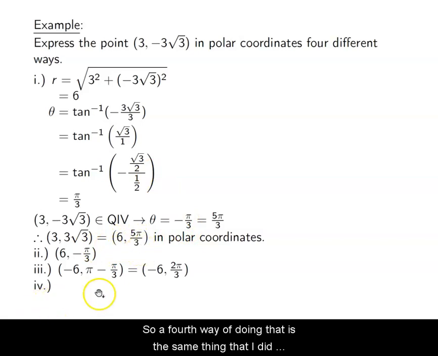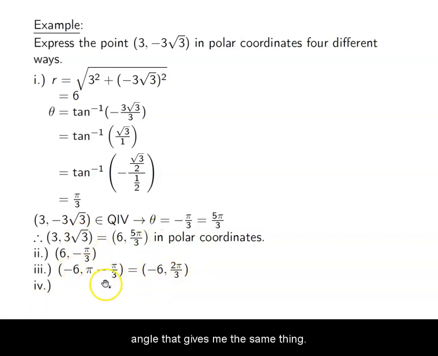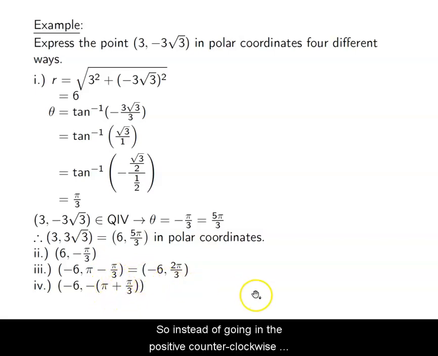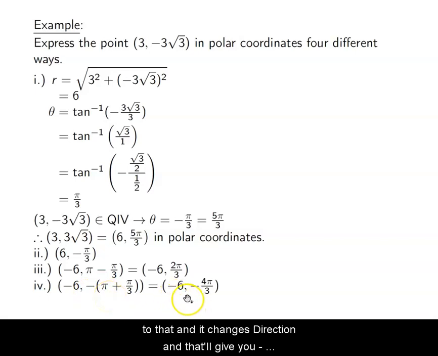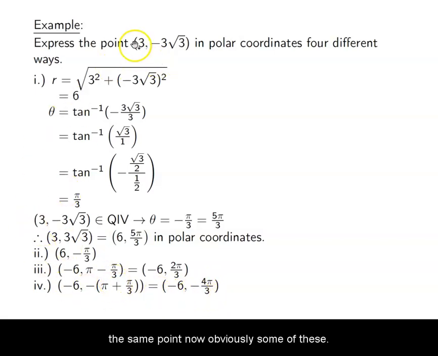So a fourth way of doing that is the same thing that I did before. Just keep negative 6, and find a secondary angle that gives me the same thing. So instead of going in the positive counterclockwise direction, I would go in the negative clockwise direction. So I would take my pi over 3 and I would add pi to that and then change its direction. And that'll give me negative 6 and negative 4 pi over 3. Okay, so I just went in the negative direction and then I changed its sign. Okay, so that's 4 different representations for the same point.